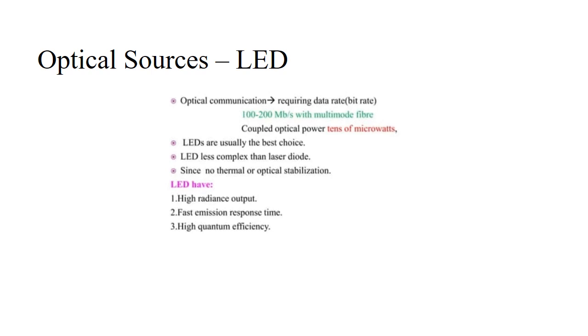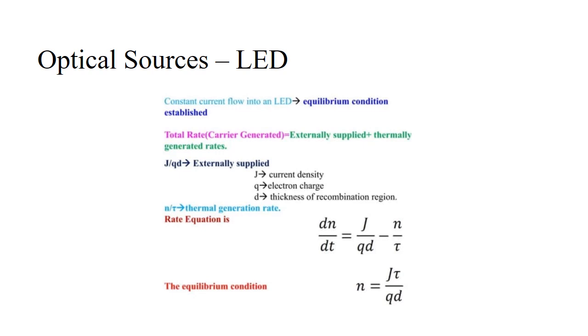If we choose an LED as the optical source, it is the best choice because it is very simple, less complex, and needs no thermal or optical stabilization. Because of this, the LED source has high radiance output, fast emission response time and high quantum efficiency. In addition, at the equilibrium condition the total rate of carriers generated will be equal to the externally supplied plus thermally generated rates.